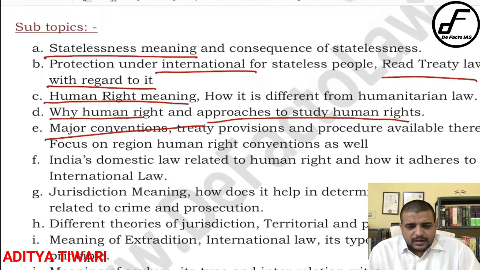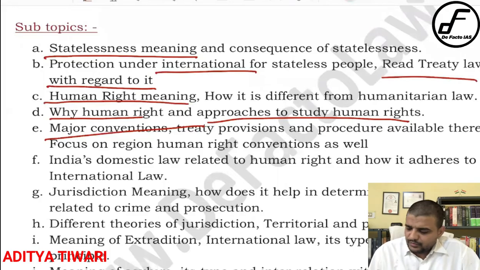Okay. Now, if we go to different conventions, again we have multiple conventions that we have here, right? We will see that. It is given in our notes itself. I have provided it. Then here I have written India's domestic law related to human rights, that is the one only, right? And how it adheres to international law, that I have just explained, right?